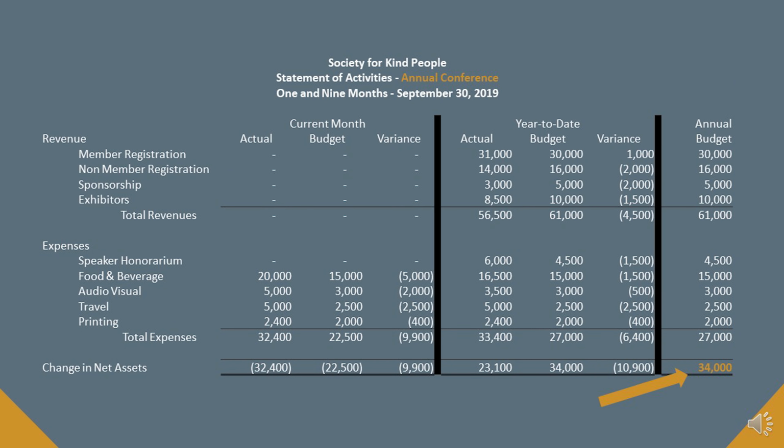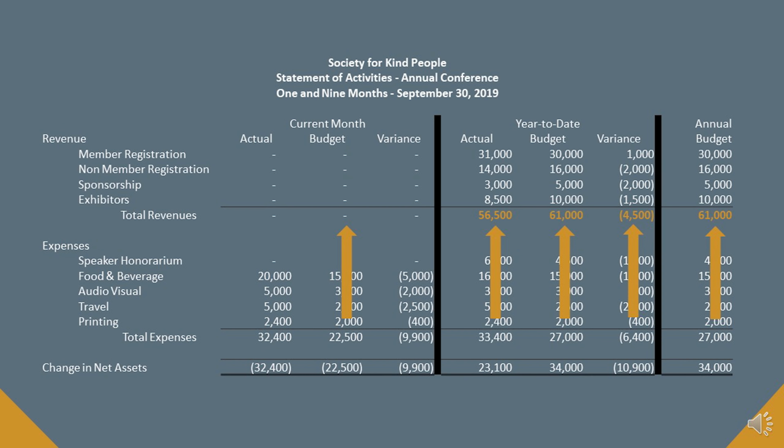So here we have the annual conference schedule, and sure enough, there's a big increase in net assets that the budget is anticipating, which is sufficient to cover the loss in membership. Typical revenues for a conference would include things like registration, sponsorship, exhibits. Expenses would include things like speaker honorarium, food and beverage, audiovisual. But again, your organization might have lots and lots of different line items and different revenues.